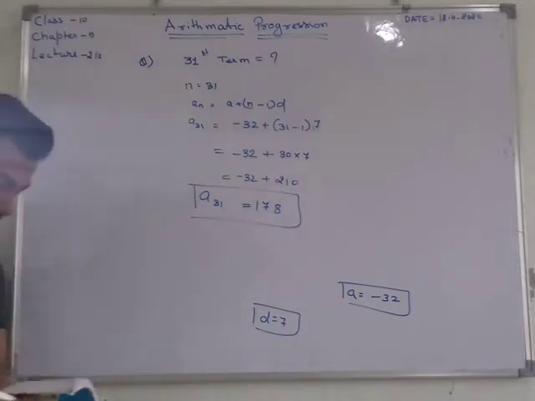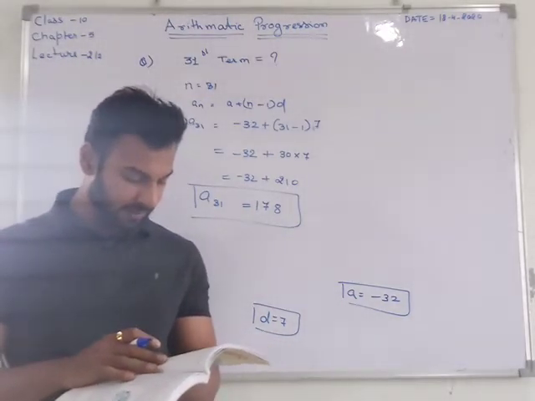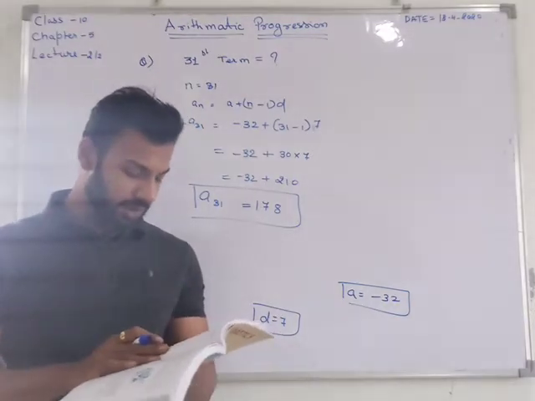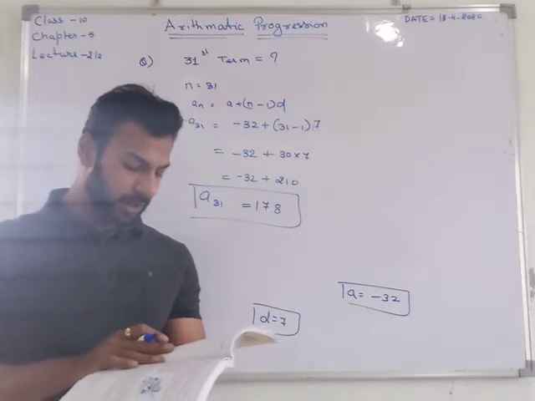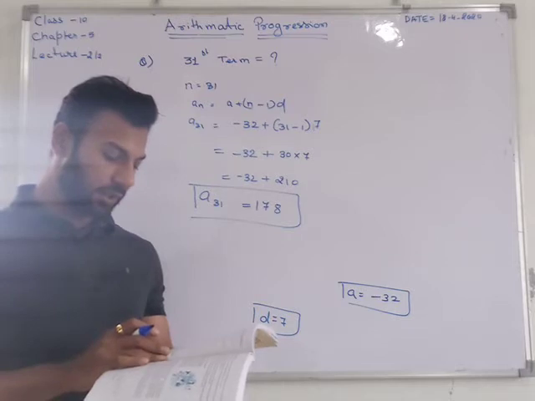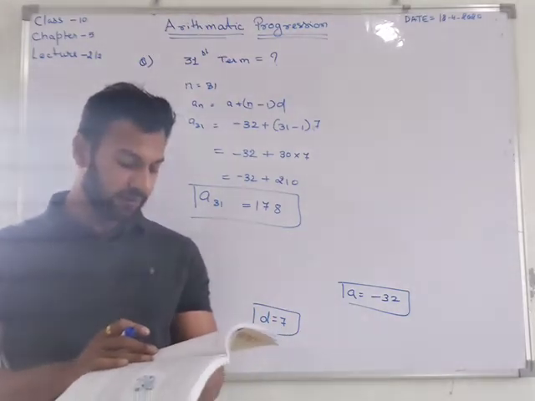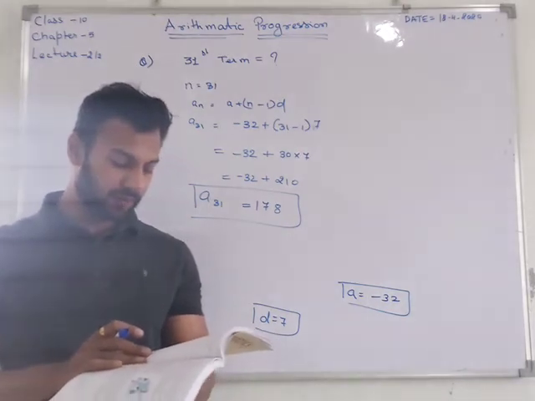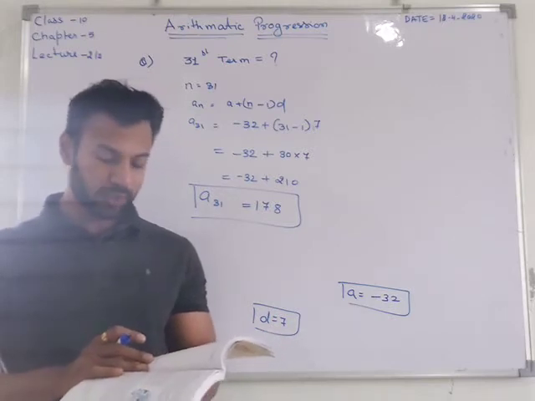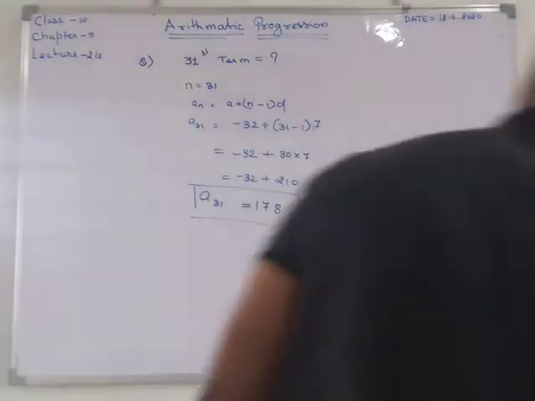Let us move to the next problem. This is question number 11 from the same exercise 5.2. Which term of the AP 3, 15, 27, 39 will be 132 more than its 54th term? I am repeating the question. Let us see how we can solve this problem.